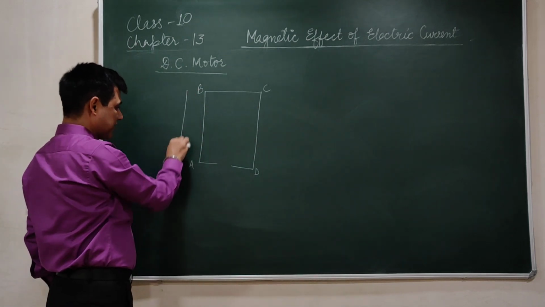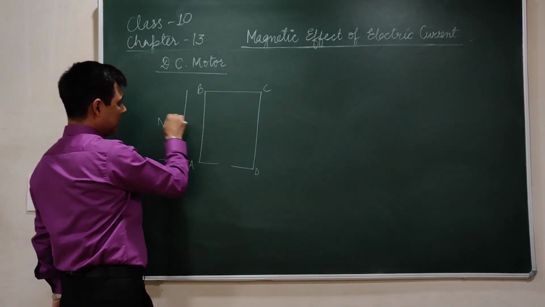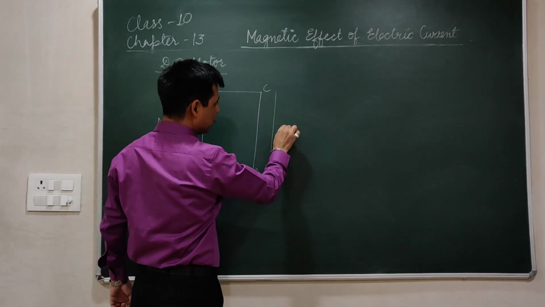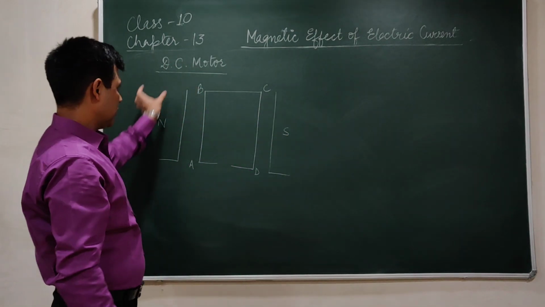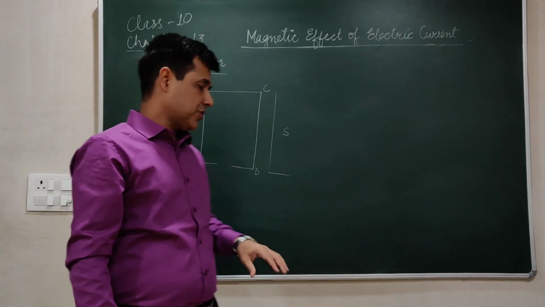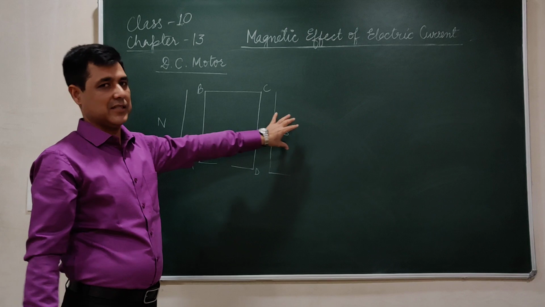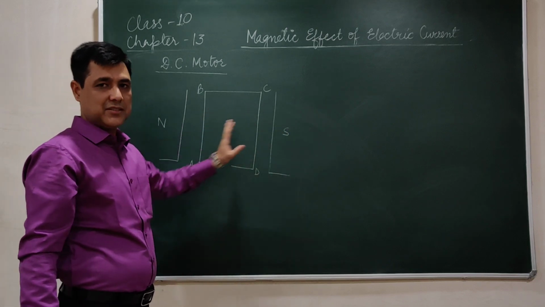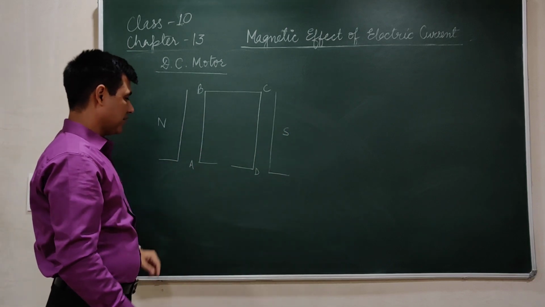Then it is placed in between a permanent magnetic field. So these are the two poles of the magnet, north, south. Generally we use a horseshoe shaped magnet. So this is the north pole of the magnet and the south pole of the magnet. So this armature coil is placed in between north and south pole of the permanent magnet.